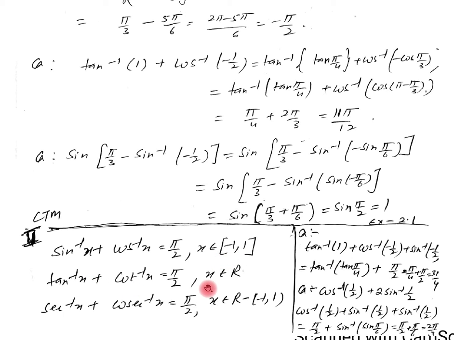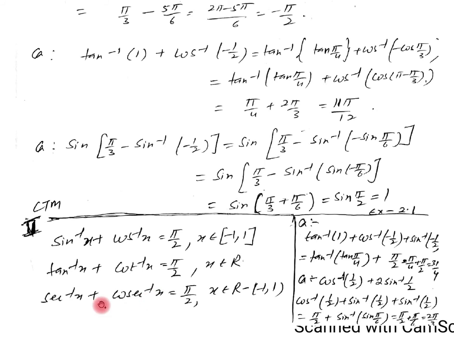Similarly for this, x belongs to R because tan and cot x can be defined for every value of x. Now here secant inverse x plus cosecant inverse x equals pi by 2, where x belongs to R minus the open interval minus 1 to 1. We only have to learn these results.